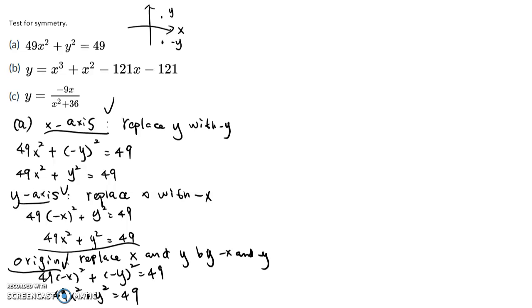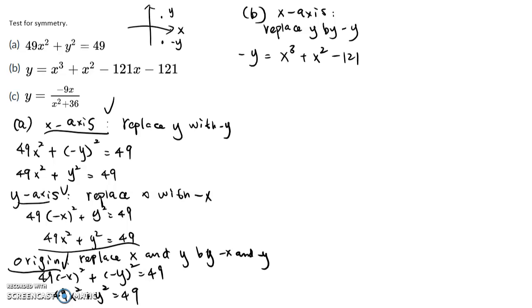Okay, that's A. Now let's study the graph of B. Okay, so with this equation, I want to test for symmetry. First, let's test if the graph is symmetrical with respect to the x-axis. What I need to do is replace y by negative y. So here I have negative y equals x cubed plus x squared minus 121x minus 121. Okay, let me change this a little bit, see if I can get the original equation back.